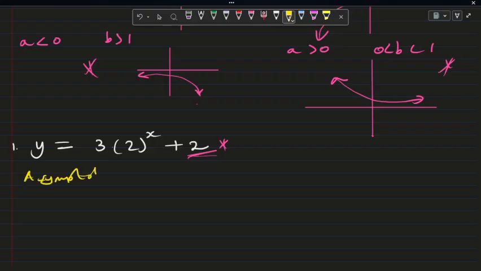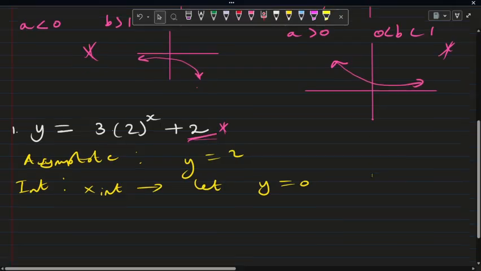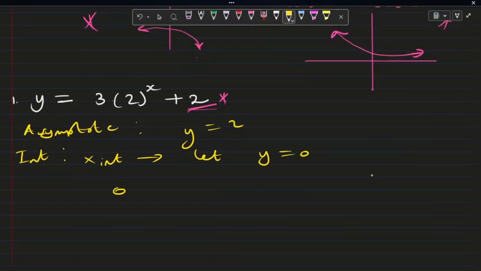We can just start with the asymptote. The asymptote is given by y is equal to q, which is y is equal to 2 in this situation. And then let's determine the intercepts now. Let's get the x-intercept. If we do that, we must let y equal 0. Now if y is equal to 0, what will happen?